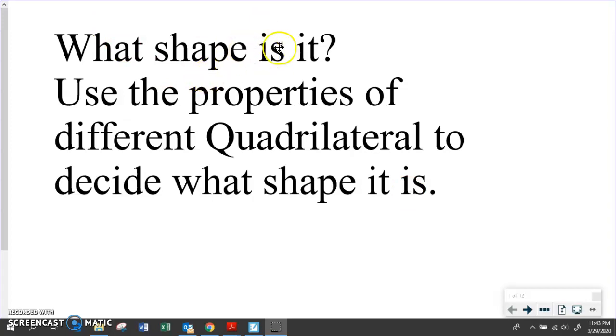So what we're going to be talking about this lesson is trying to decide what shape something is just by using the different properties that the quadrilaterals have. Now, generally when you're doing this, you want to be as specific as you can. So if something is a quadrilateral, and you know that because it has four sides, if you can tell that it's a square by some of its other properties, then if you're asked what kind of shape it is, you want to be as specific as you can.